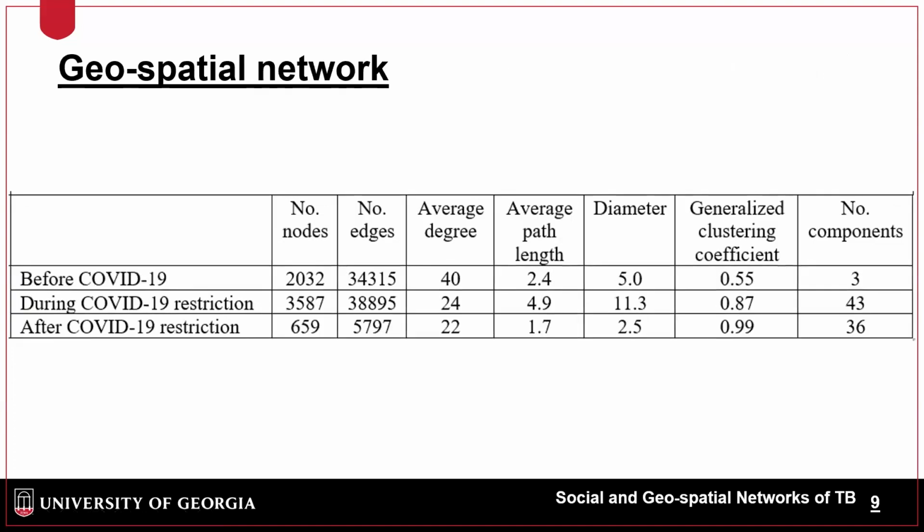In contrast to the social network, the geospatial network was disaggregated, as shown by the large number of components. In general, the geospatial network during the COVID-19 restriction was larger, less connected, but very highly clustered. For example, the degree was reduced almost by half from pre- to during COVID restriction. Average path length and diameter doubled. The number of components went from 3 to 43 during COVID.